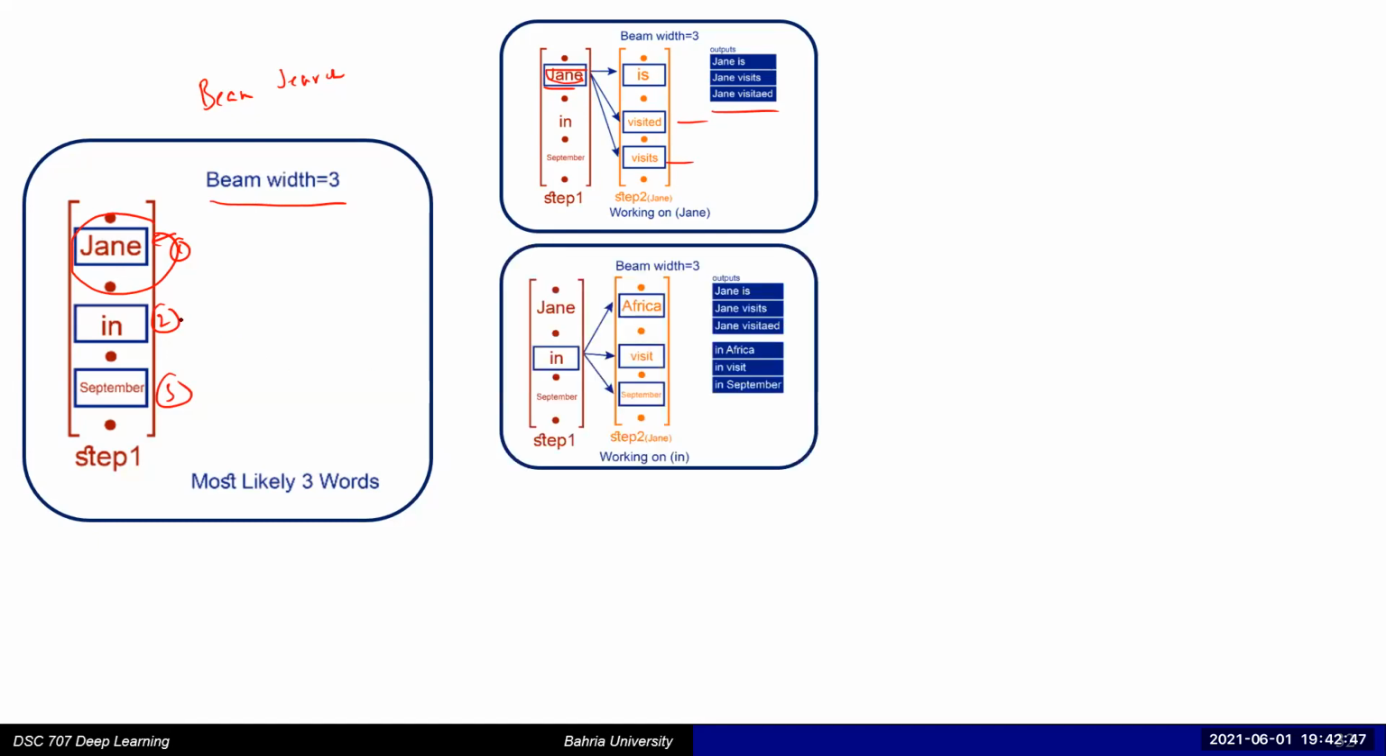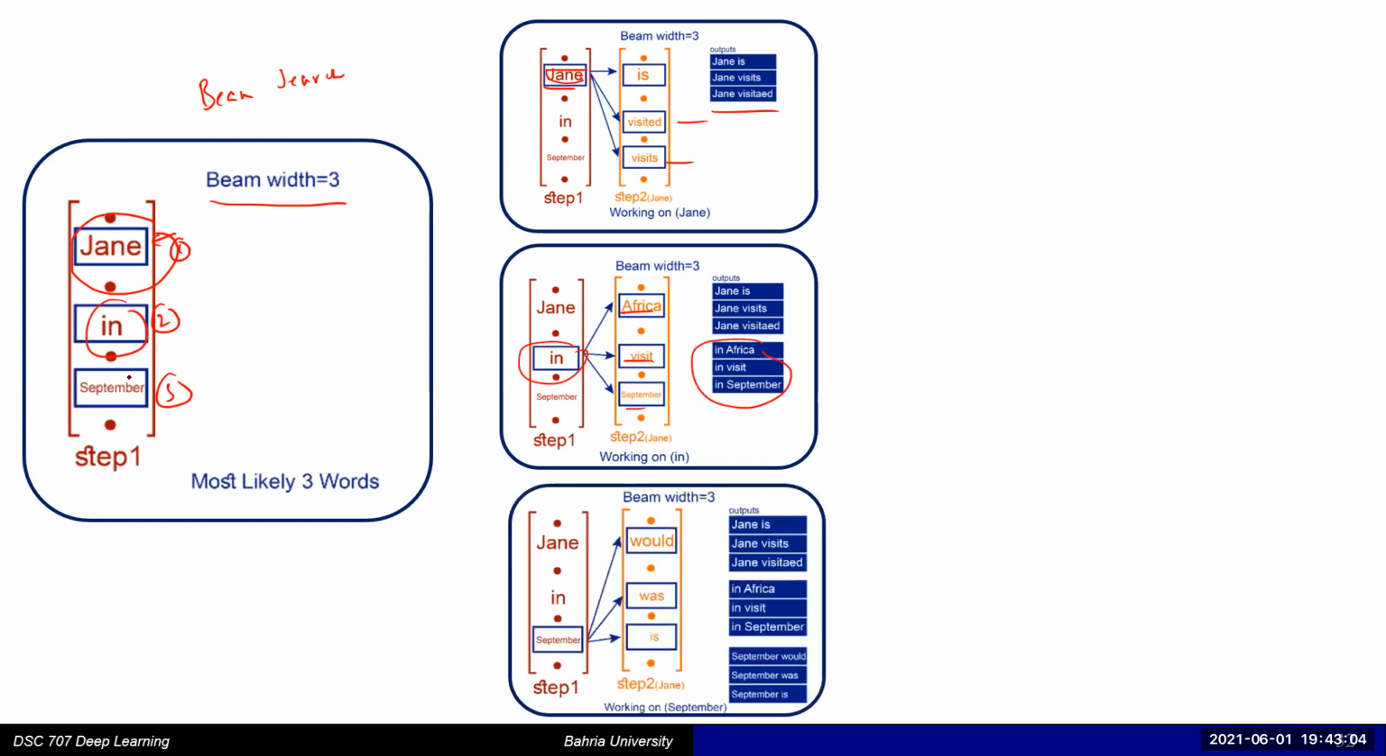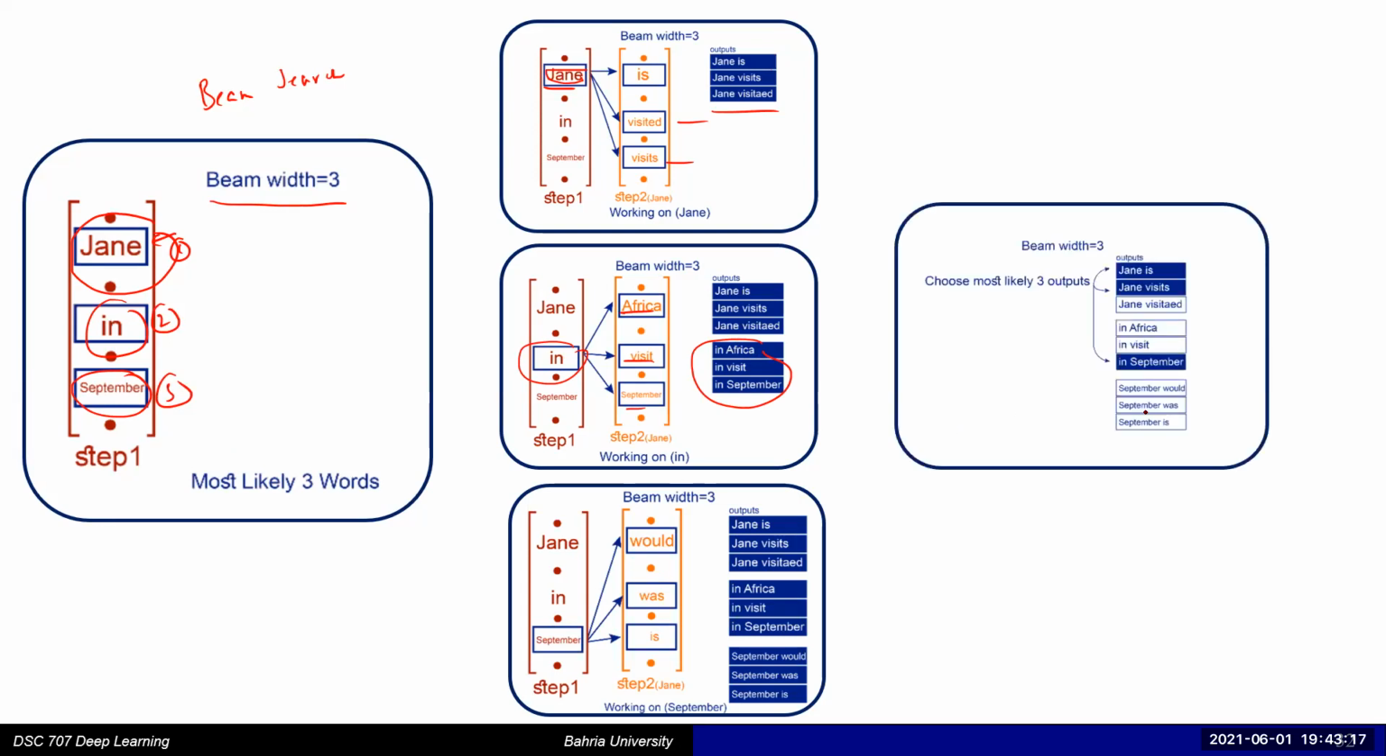Similarly, I repeat it for the second word, "in". If I fix the first word to be "in", what are the three most likely choices for the second word? Maybe out of 10,000, I have Africa, visit, September. So I get these three. And similarly, I do it by fixing the first word to be September. If the first word is fixed to September, what are the three choices for the second word? Now, in total, it will give me 9 combinations, right? So you have 9 combinations here.